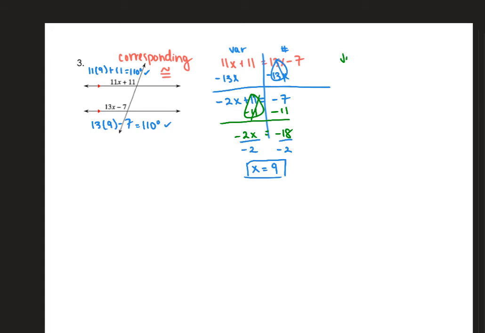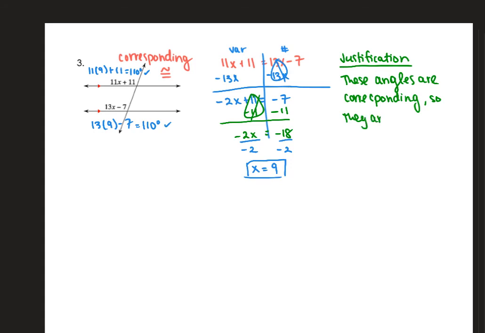Now last thing we do is we write our justification. We state the angle pair, so these angles are corresponding. So they are congruent. To solve, set them equal to each other.